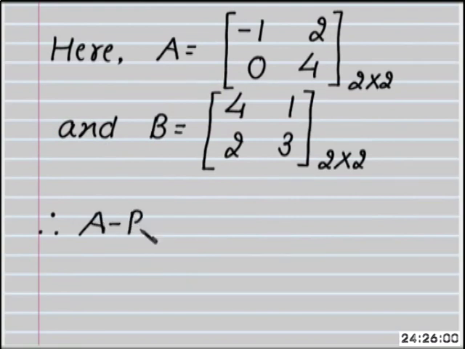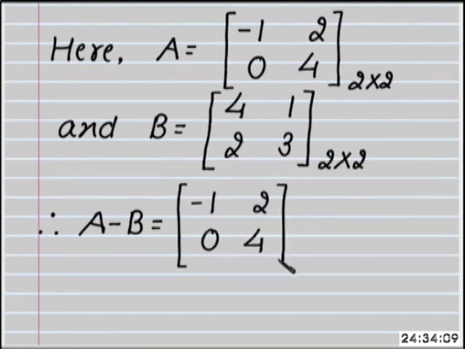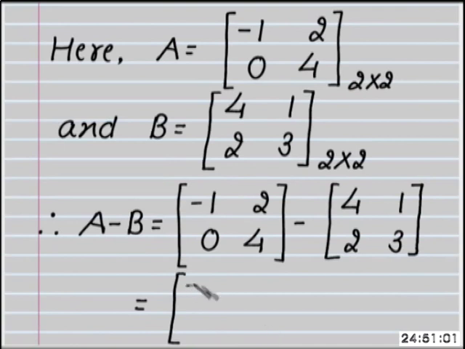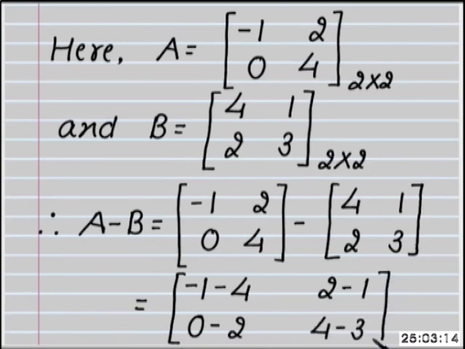Therefore, A minus B is equal to matrix A minus matrix B, that will be equal to matrix having first row elements as -1, -4 and 2, -1, second row elements as 0, -2 and 4, -3, which is again a square matrix of order 2, because we know that difference of two matrices is a matrix obtained by taking difference between corresponding elements of the given two matrices.